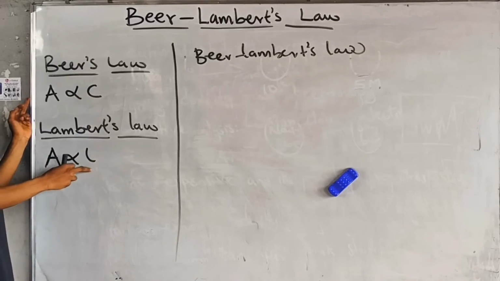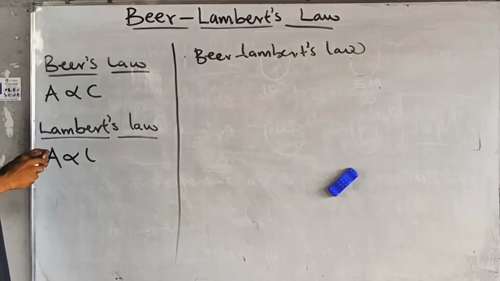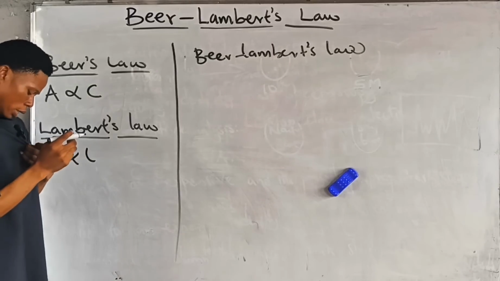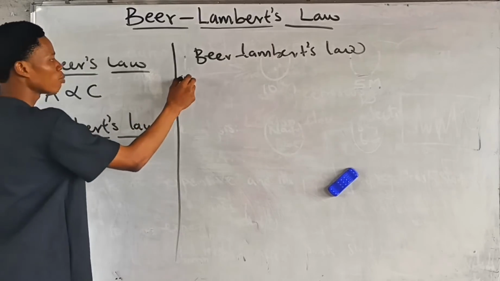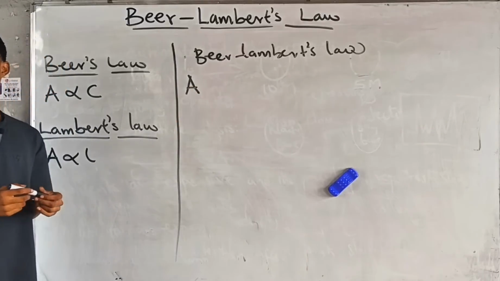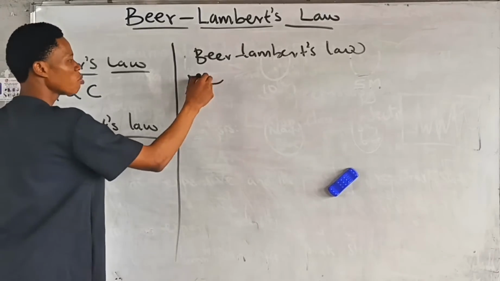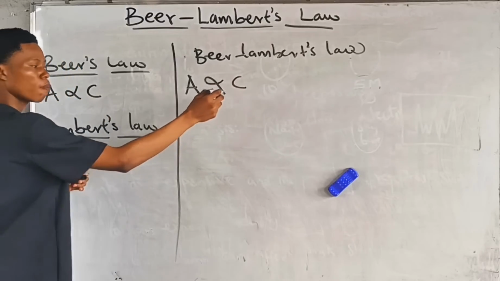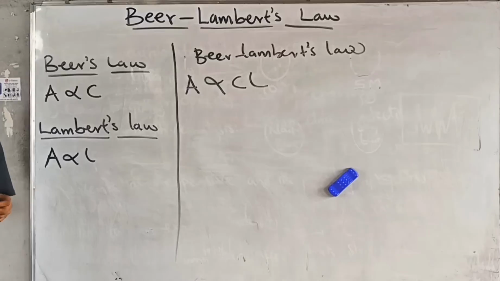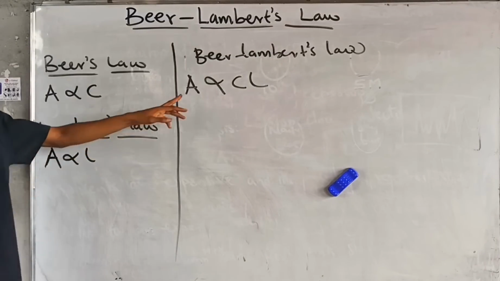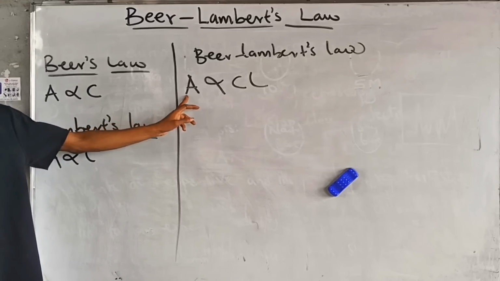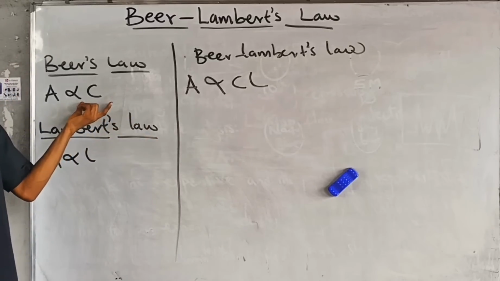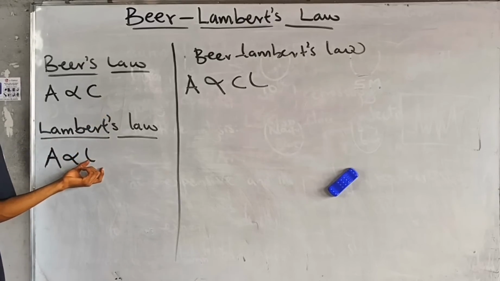And this one is talking about the path length or thickness. So if you are combining the two, you agree with me that the law which states that the absorbance of a light absorbing material is directly proportional to the concentration and the path length, that's Beer-Lambert's law. We're actually combining the two: the absorbance of a light absorbing material is directly proportional to the concentration of the solute in the solution and the thickness or the path length.